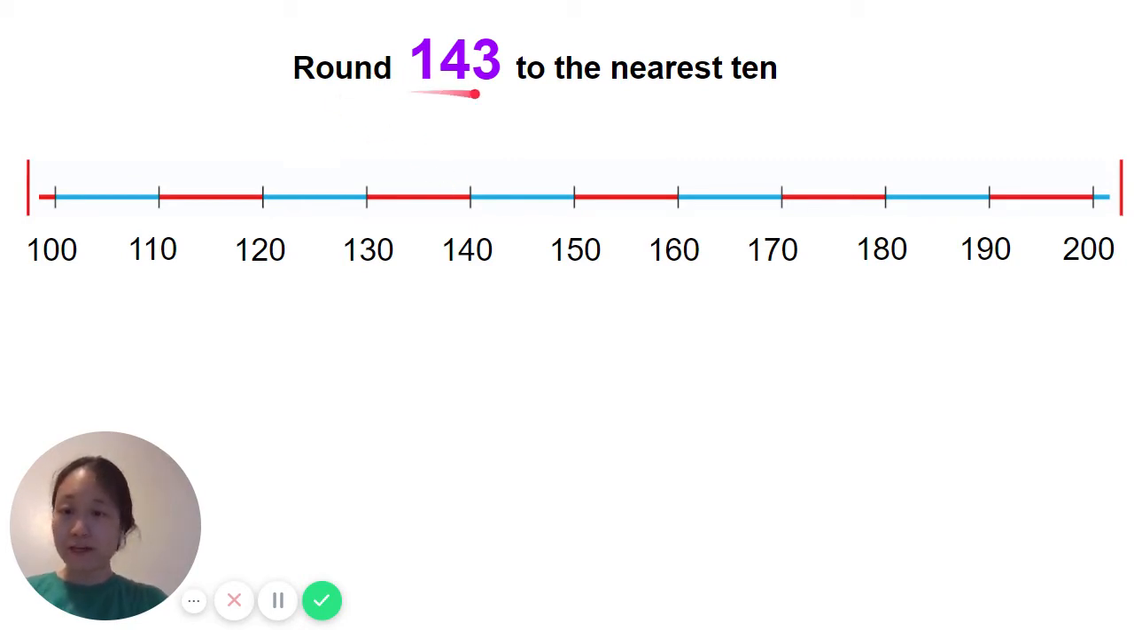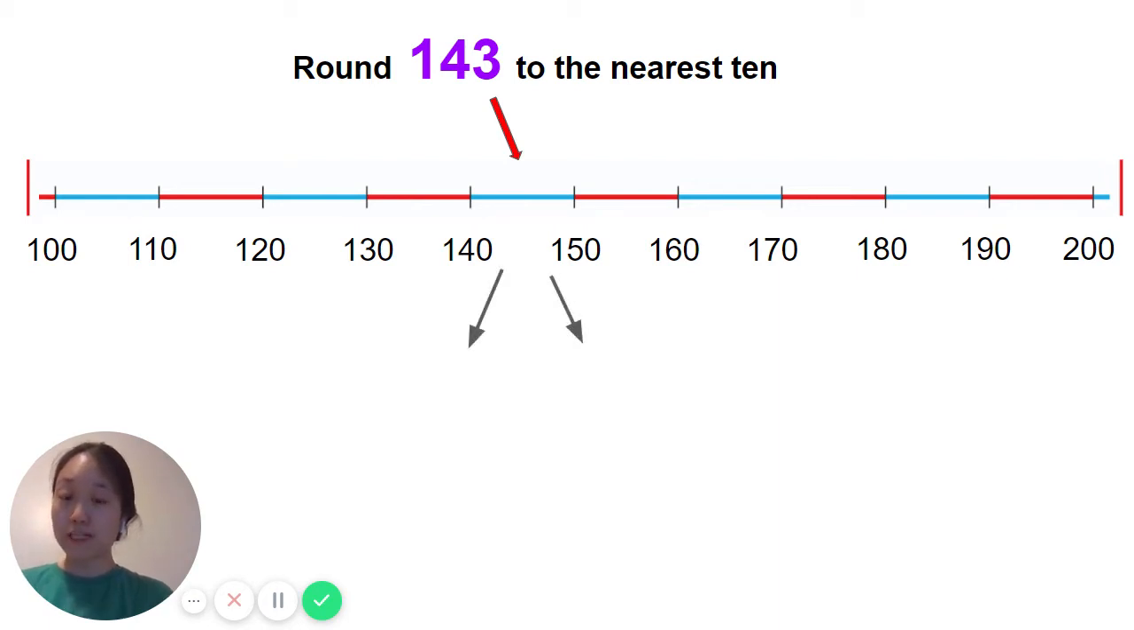So where does my number 143 fall? Does it fall between 110 and 120? Will those be my two benchmarks? Does it fall between 150 and 160? Does it fall between 180 and 190? Well, when I read this number, it's 143, which means it has to be between 140 and 150.